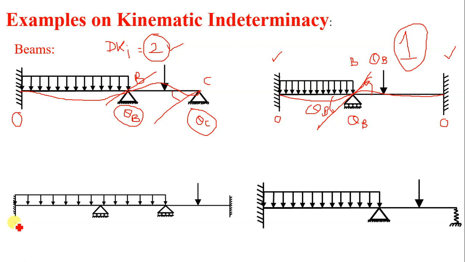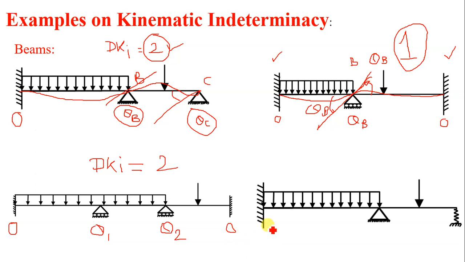Now here also the fixed supports are there, 0 and 0. So here one rotation at this support, say theta 1, and one rotation at this support, say theta 2. Therefore the degree of kinematic indeterminacy for this particular beam is equal to 2.